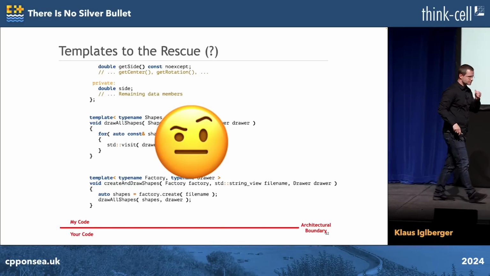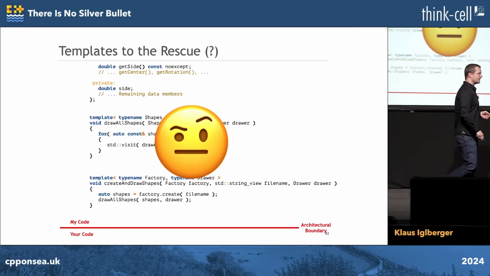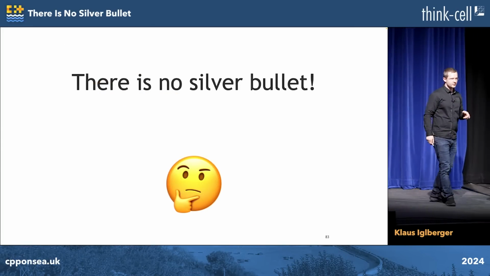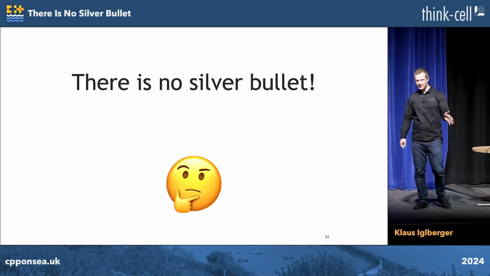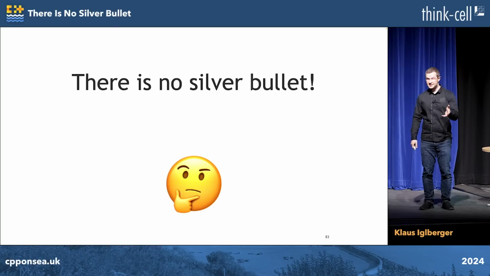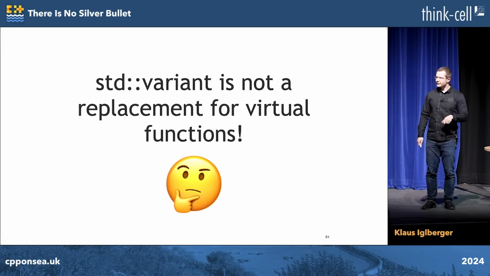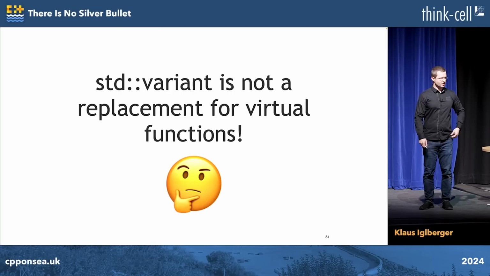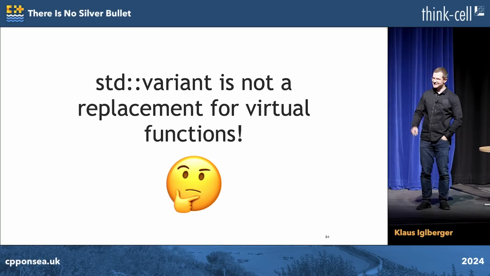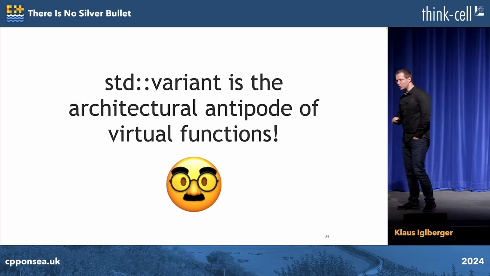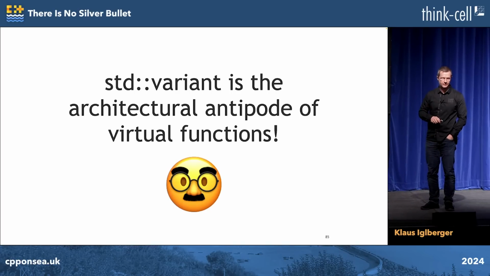So, it just doesn't really work. Now, there is no silver bullet. You cannot simply replace one thing with another thing, especially if this is some kind of abstraction. It does not work. Standard variant is not a replacement for virtual functions. On the contrary, it's the exact opposite. It's the architectural antipode of virtual functions. So it's not a drop-in replacement at all.